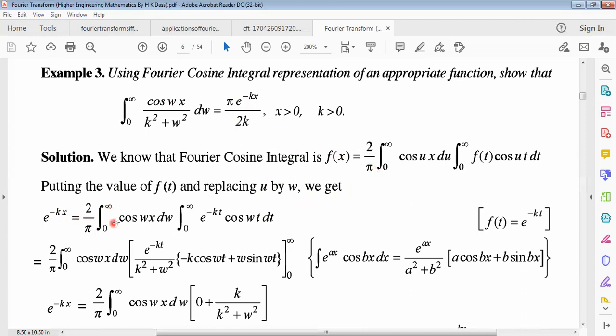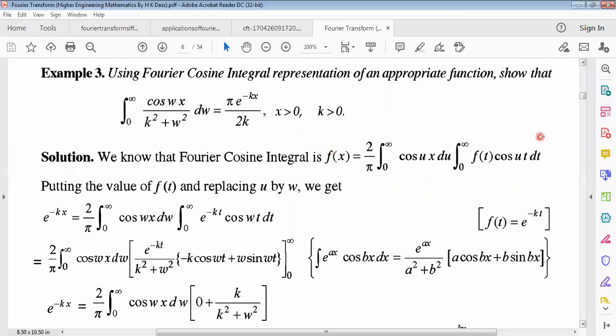And 2 divided by pi, integral 0 to infinity, cos wx dw, integral 0 to infinity f of t. What is f of t? From the given function, f of x equals e to the power minus kx, so f of t equals e to the power minus kt, and cos wt dt. Just replacing u by w and putting the value of f of x from this formula of the Fourier cosine integral, we get this line.